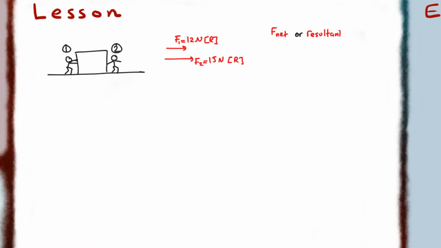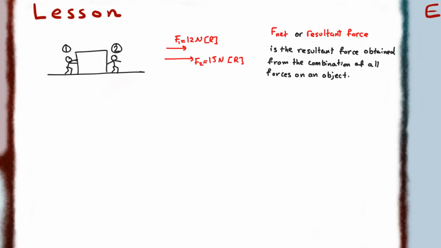We're going to start off with an example of two people putting a force on a box. Person one is putting a force of 12 newtons to the right, and the second person is pulling with a force of 15 newtons to the right. By definition, net force, or the resultant force, is a combination of all external forces acting on an object, in this case the object being our box. In this particular example, the forces are only acting in one dimension.